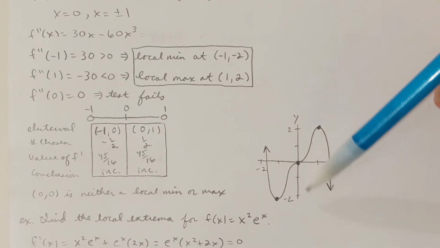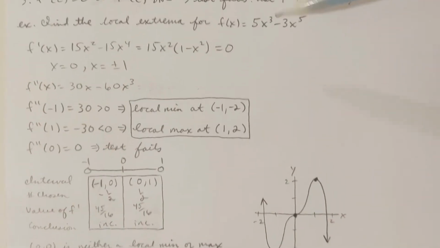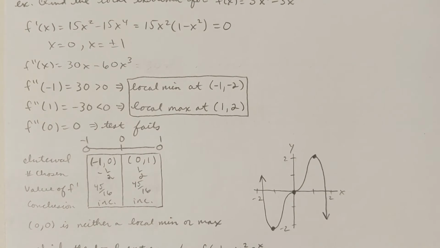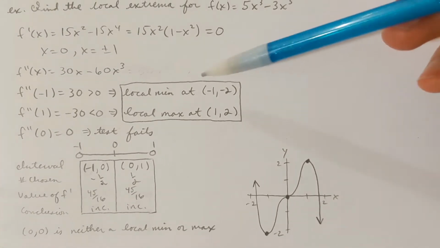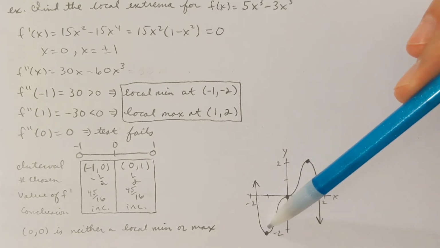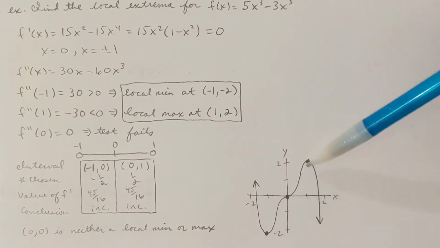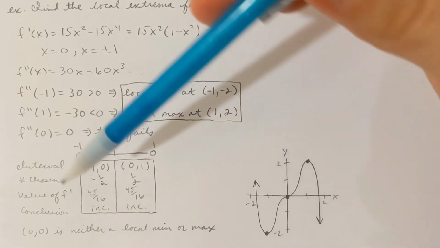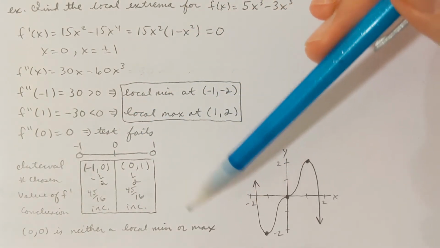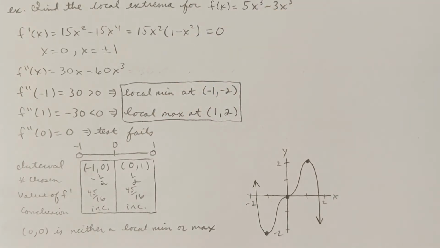Now, if I were to sketch the graph of f of x, of course I've got some key information that can help me do this. I know that there's a local min at negative 1, negative 2, and there's a local max at 1, 2. Now 0, 0 is neither a local min nor a max, but there's a reason why x equals 0 came up in the calculation. There's still something interesting happening at 0, 0.